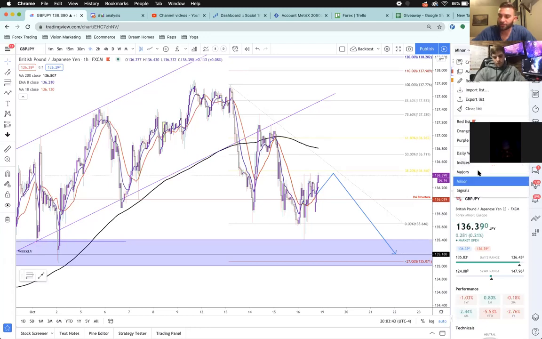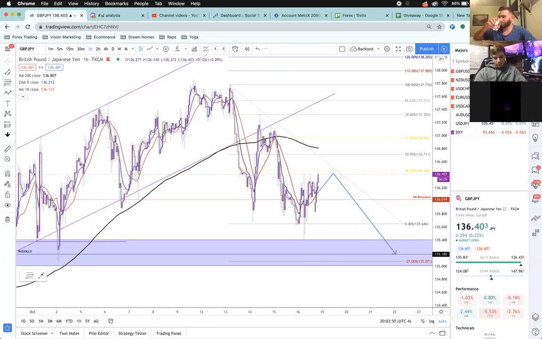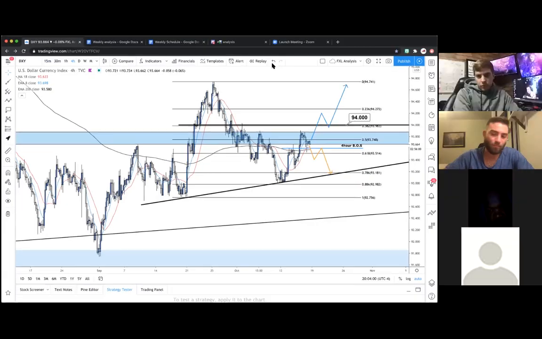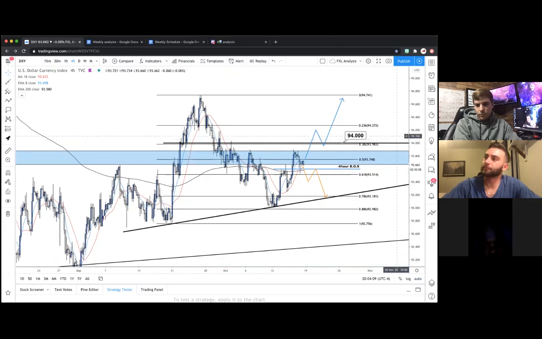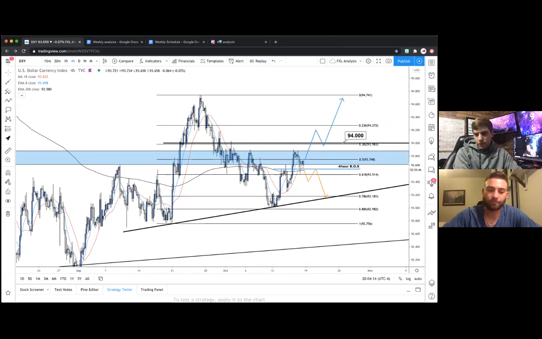So do you want to get started with it? Yeah, I'll start off with DXY like we usually do. Let me share it here. All right, here we go. Hopefully you guys should be able to see my screen. Just DXY here. Let me know if you guys can see it. All right, cool, good.